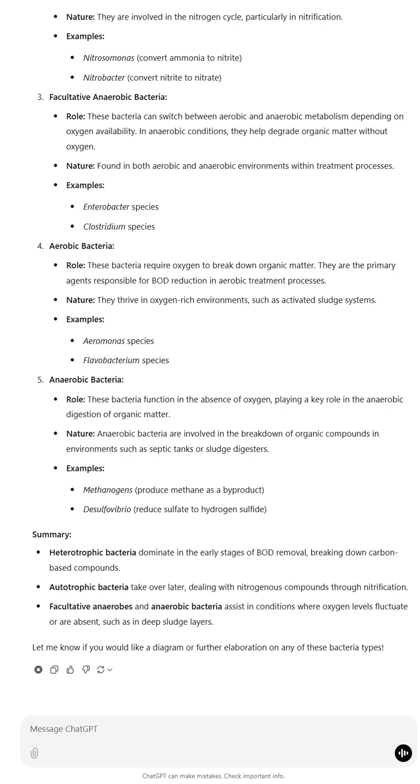Summary: heterotrophic bacteria dominate in the early stages of BOD removal, breaking down carbon-based compounds. Autotrophic bacteria take over later, dealing with nitrogenous compounds through nitrification. Facultative anaerobes and anaerobic bacteria assist in conditions where oxygen levels fluctuate or are absent, such as in deep sludge layers. Let me know if you would like a diagram or further elaboration on any of these bacteria types.